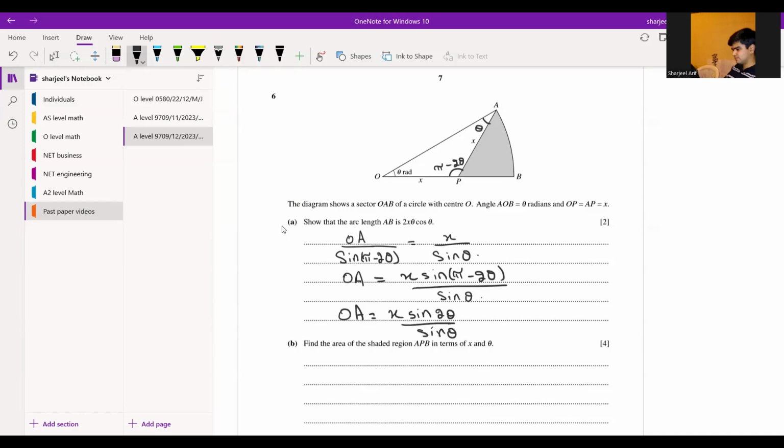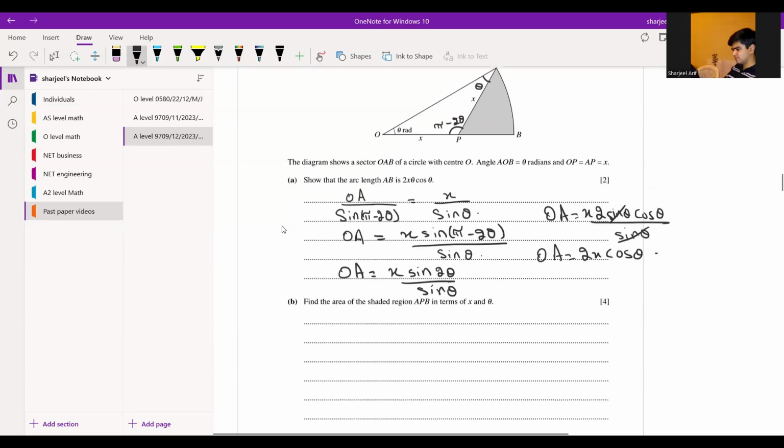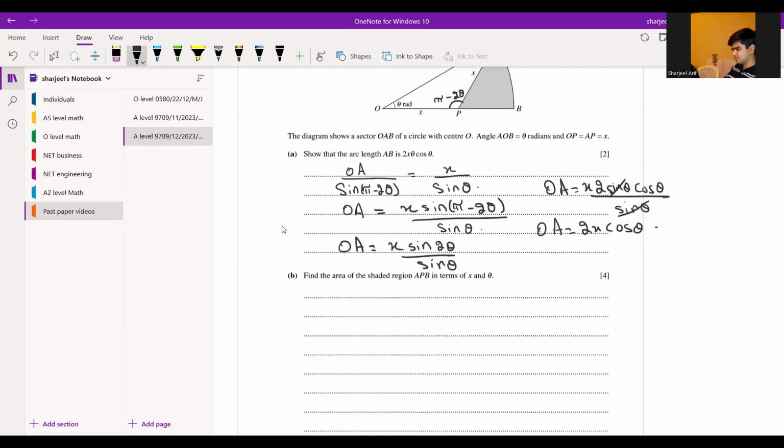So OA will be equal to x over sine 2 theta over sine theta. Sine 2 theta is equal to 2 sine theta cos theta, divided by sine theta. So OA will be equal to 2x cos theta, which is what we have to prove. Now for the second part, we have to find the area of the shaded region.